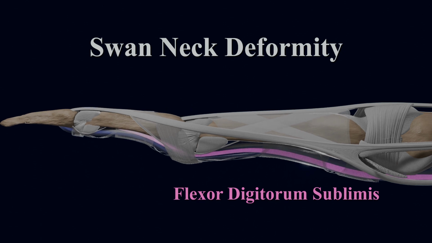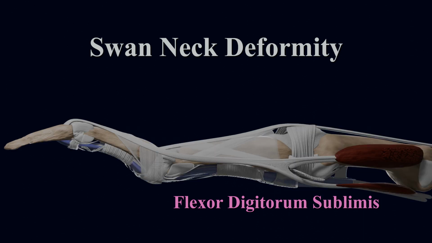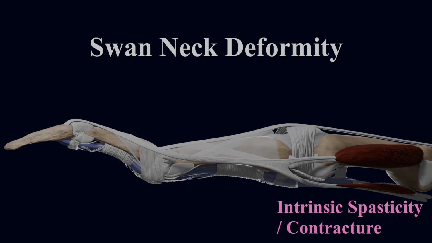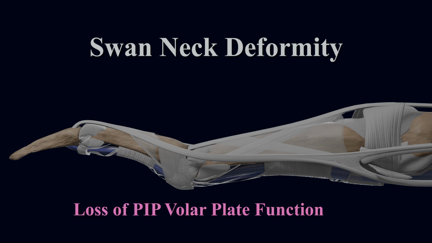Absence or loss of the flexor digitorum sublimis can also lead to a swan neck deformity. Intrinsic spasticity or contracture can lead to this deformity. Subluxation of the MP joint seen in inflammatory arthropathies can result in swan neck deformity secondary to shortening, loss of extension, and subsequent tightness in the intrinsics. In individuals with lax joints, swan neck deformity can occur spontaneously. Similarly, the deformity can occur after injury or loss of the PIP joint volar plate alone.